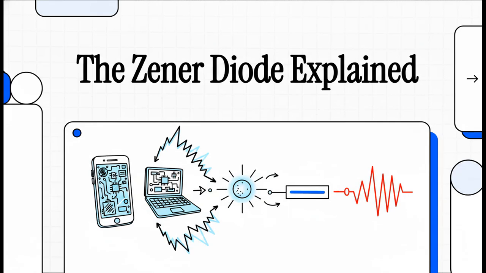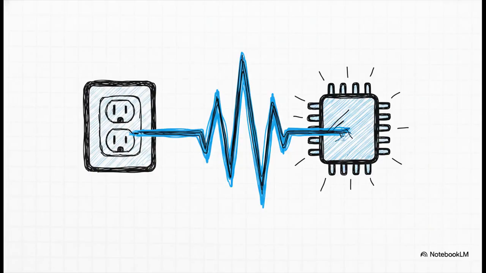You know, inside every single electronic device you own, your phone, your laptop, you name it, there's this constant hidden battle going on. And it's all about electricity. See, on one side, you've got all these super sensitive circuits that need a perfectly smooth, constant voltage to do their job. I mean, any little hiccup can cause chaos.